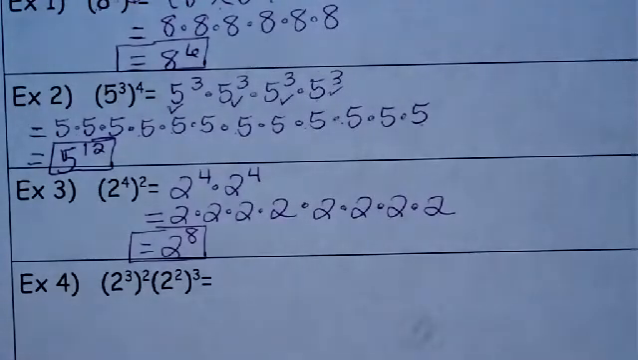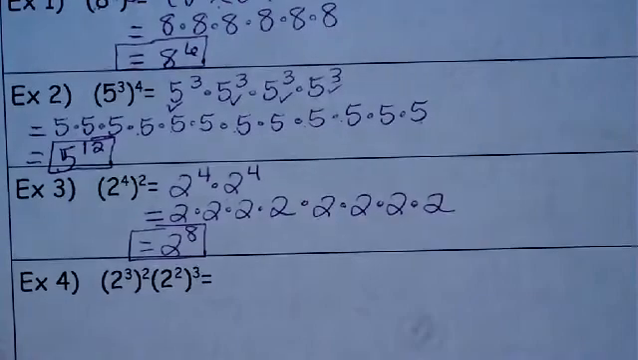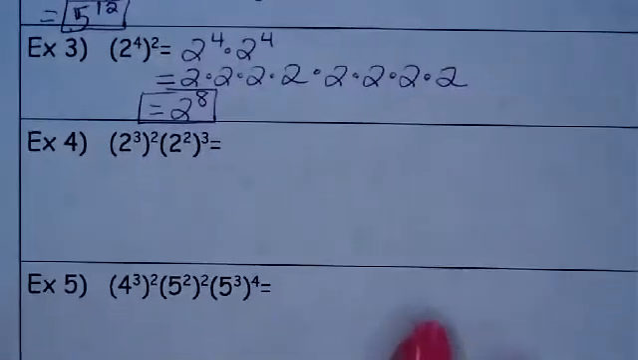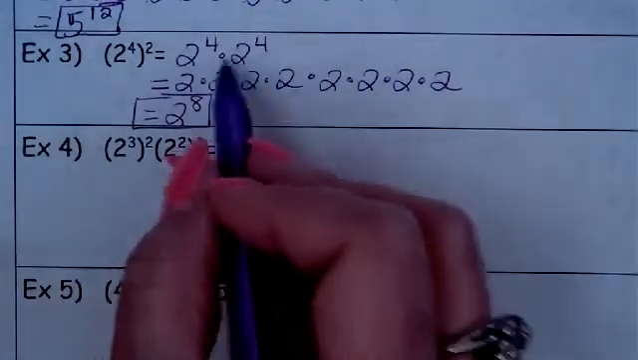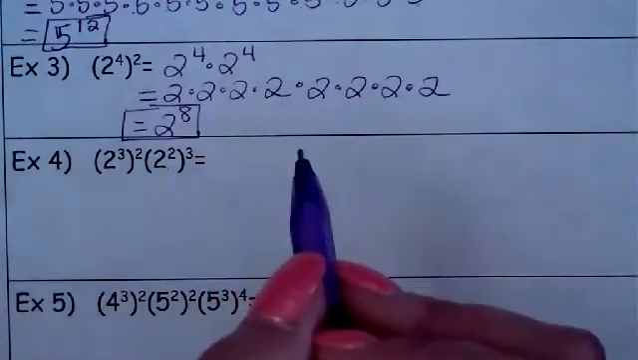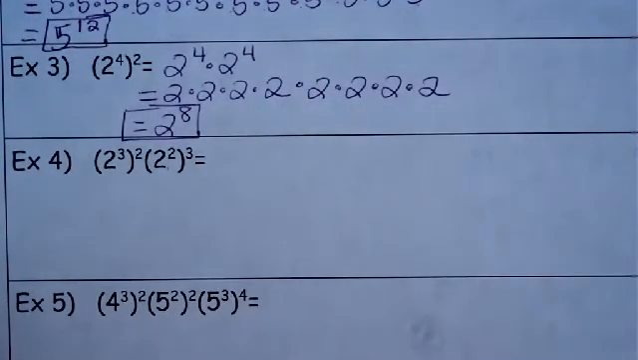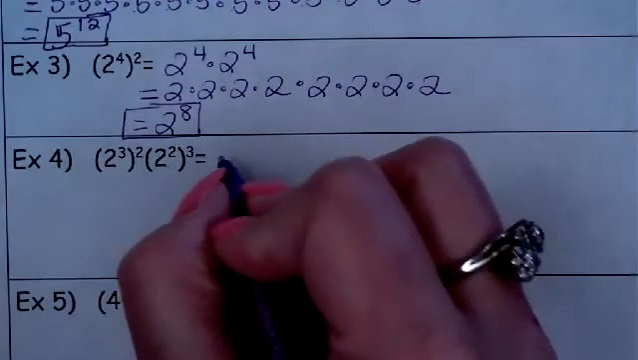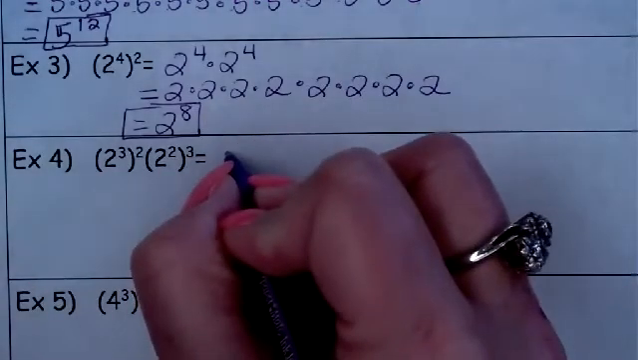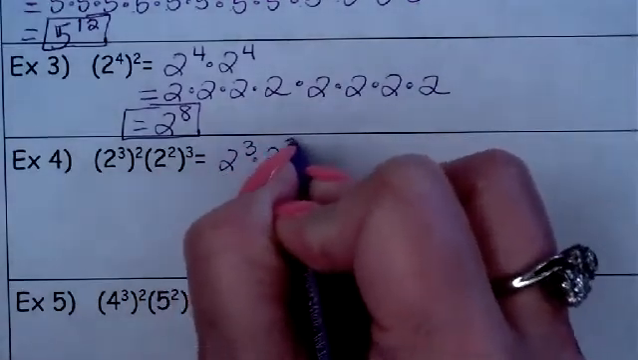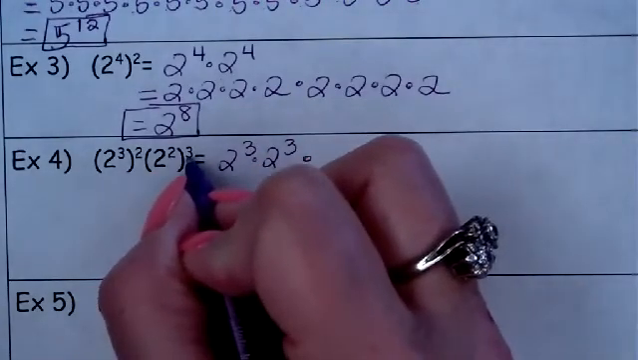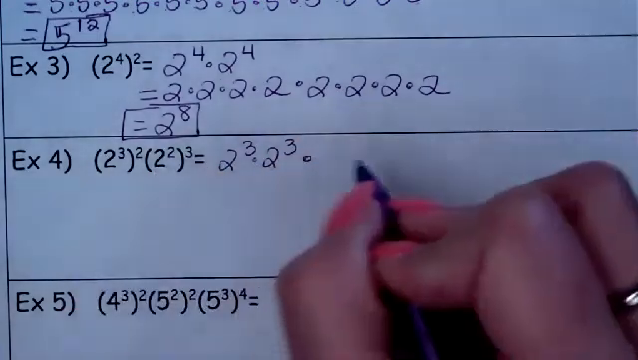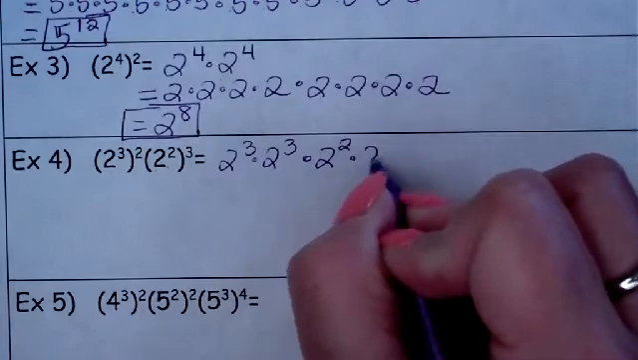Okay, now let's look at number 4. Number 4 has 2 sets of parentheses, but I'm still going to do the same steps. I'm just going to have a little more going on here. Now, 2 to the third to the second power. That means 2 to the third times 2 to the third times, now 2 to the second to the third. Now be careful right here. See, those numbers are switched around. So this means I'm going to take 2 to the second 3 times.